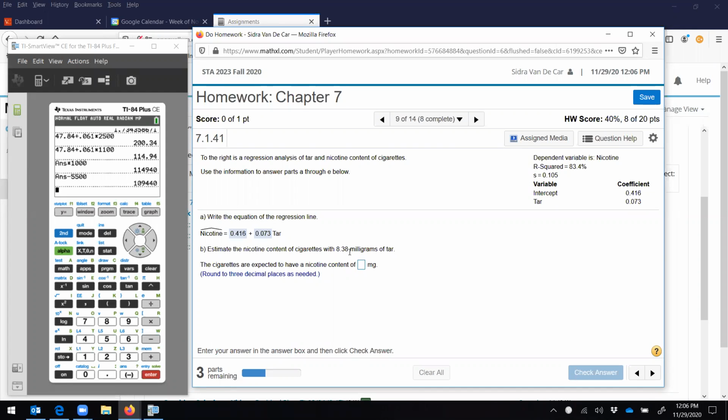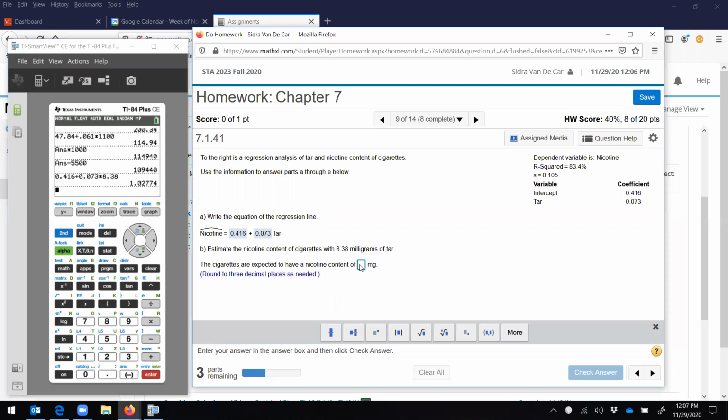Estimate the nicotine content of cigarettes with 8.38 milligrams of tar. So we're going to plug that in. 0.416 plus 0.073 times our tar is 8.38. And we get, to 3 decimal places, 1.028.